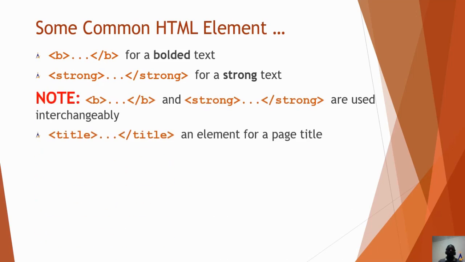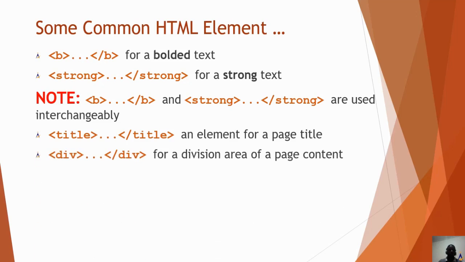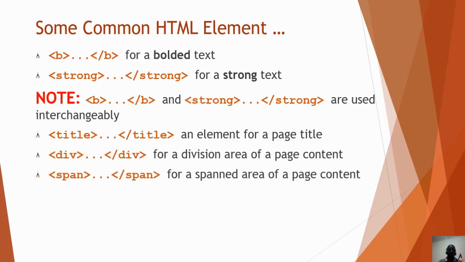We have title for defining a title for your web page. We have div and span. These div and span are used for defining a specified area or a section within the page content. This can be clearly seen when using CSS. If we are not using CSS, you won't see the difference between div and span, and even the demarcation between those divisions and other divisions, or spans and other spans. So for clear annotation, you should use CSS, and we'll be covering that subsequently.